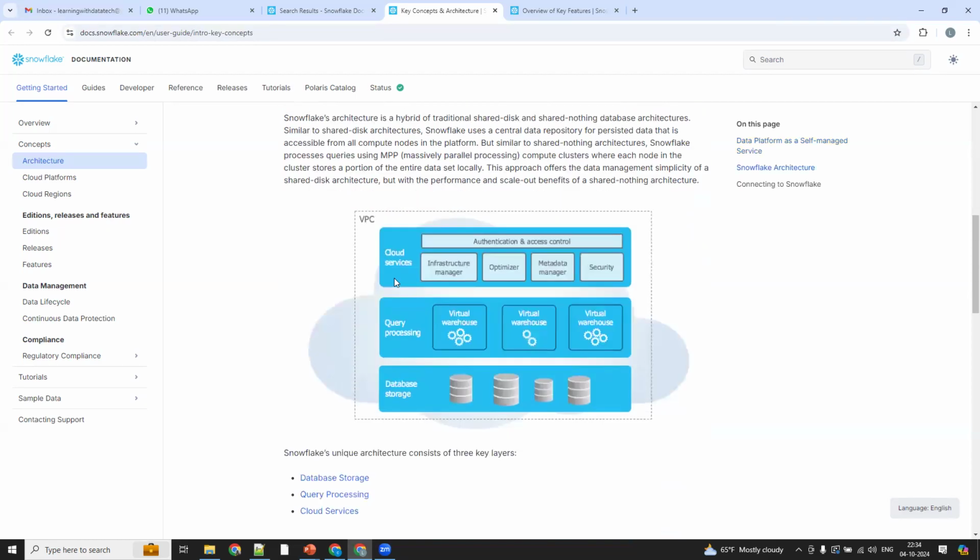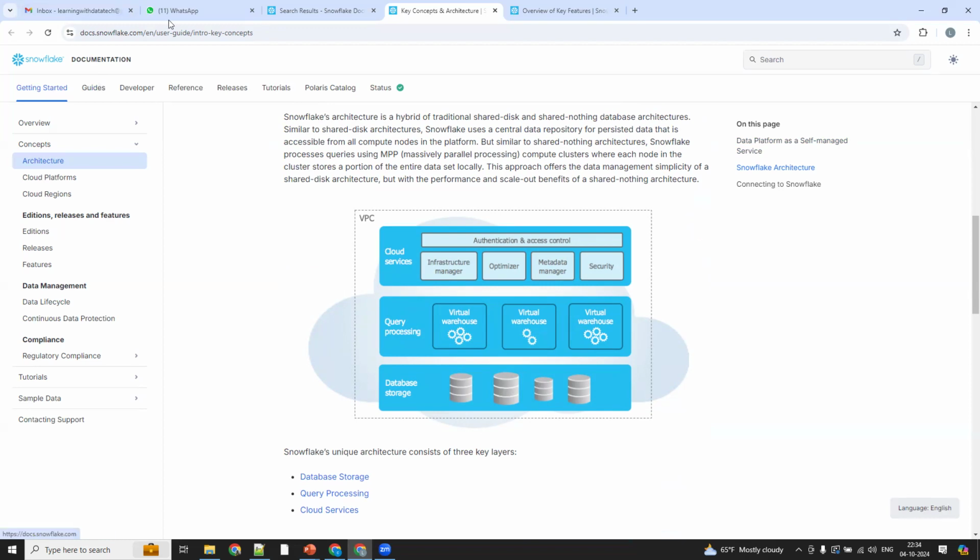Okay, now this is the architecture of Snowflake, guys. Shiva, since you said it is a cloud, where do they maintain and store the data? Actually, where do they store the data?